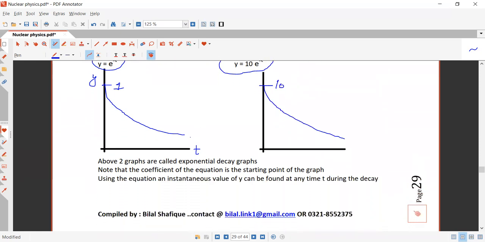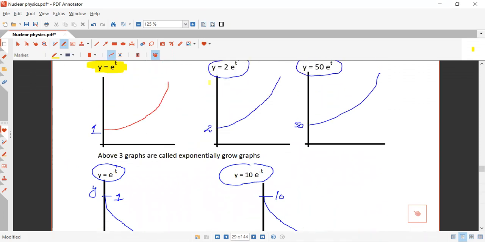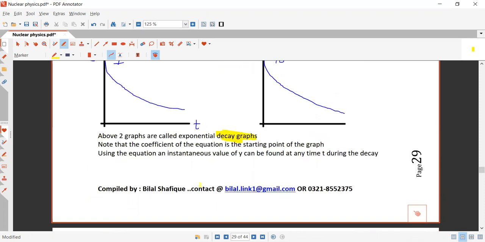So the above graphs are called decay graphs. What graphs? Decay graphs, right? And what were these graphs? This and this. These are called exponential growth graphs, right? Okay. Note that the coefficient of the equation is the starting point of the graph. Using the equation, an instantaneous value of y can be found at any time during the decay.